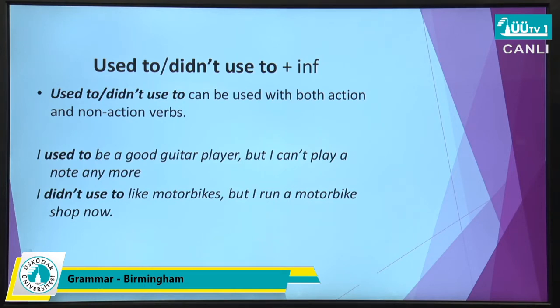Here it tells you that after used to, you can use both. You don't need to actually distinguish or make any difference. For example, I used to be a good guitar player, but I can't play anymore. I didn't used to like motorbikes, but I run a motorbike shop now. So you can see be and like. They are state verbs. Be is a state verb, and like is a state verb here.